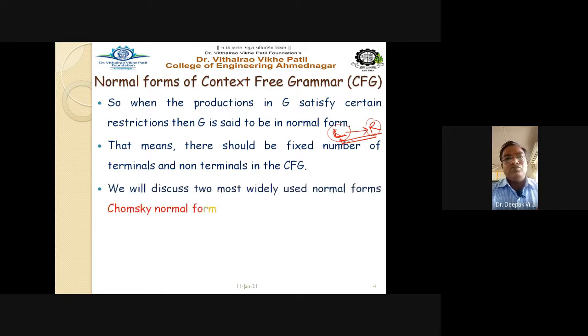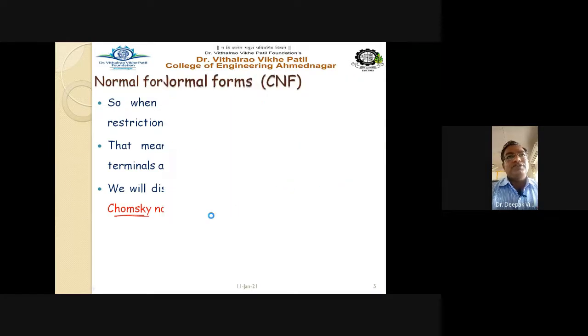We will discuss the two most widely used normal forms proposed by these two scientists: Chomsky normal form and Greibach normal form. Chomsky is the name of the scientist Noam Chomsky, as we have already seen, and the other scientist is Greibach, who proposed the Greibach normal form. So let us see the Chomsky normal form first.